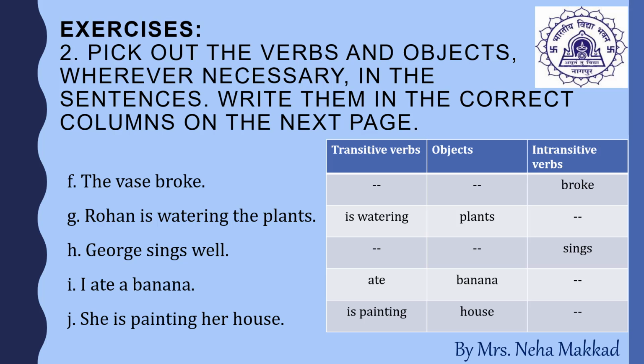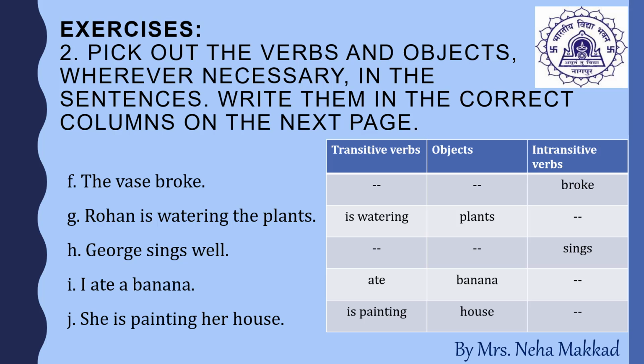Now, George sings well. So, sings is the verb, but the action of singing could not be passed on to any object. Here, well is the adjective. So, the action could not be passed on to the object and sings is an intransitive verb. I ate a banana. So now children, ate is the verb here and a banana is the object here. So the action of eating is passed on to the banana. Hence, it is an example of a transitive verb.